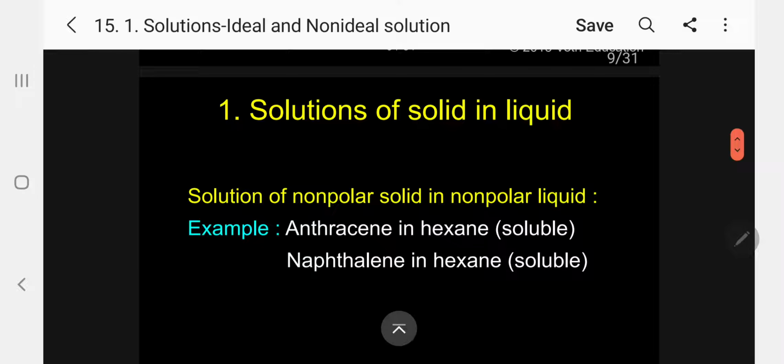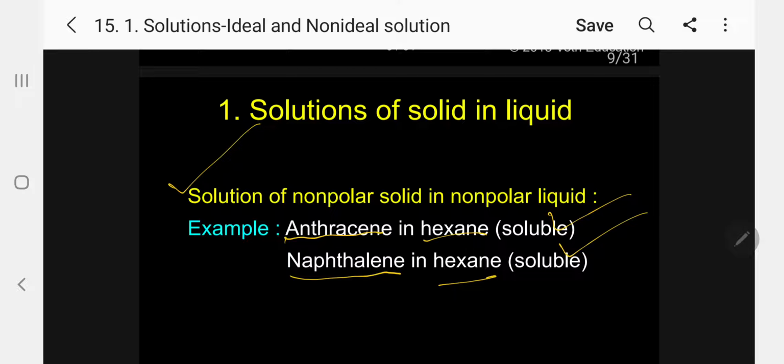And the fourth one, solutions of non-polar solid in non-polar liquid. Non-polar solid, naphthalene and anthracene. Non-polar liquid, hexane. So they are soluble. Please follow. So under the solutions of solid in liquid, we can further classify depending upon the nature. There are four types of solid solutions in liquid.